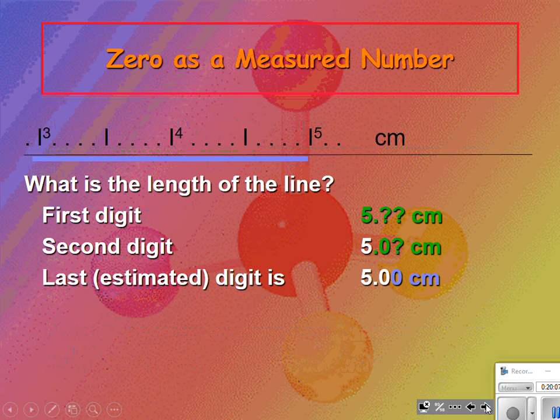Now, let's look at this next one. Another one is 0 as the measured number. I'm looking at this, and I am saying that yes, the first digit I know is 5. The second digit is 0 because it's not 5.1 yet, is it? And I'm reading this as directly on that line. So my estimation is going to be right here. So I'm going to say that that is 5.00.